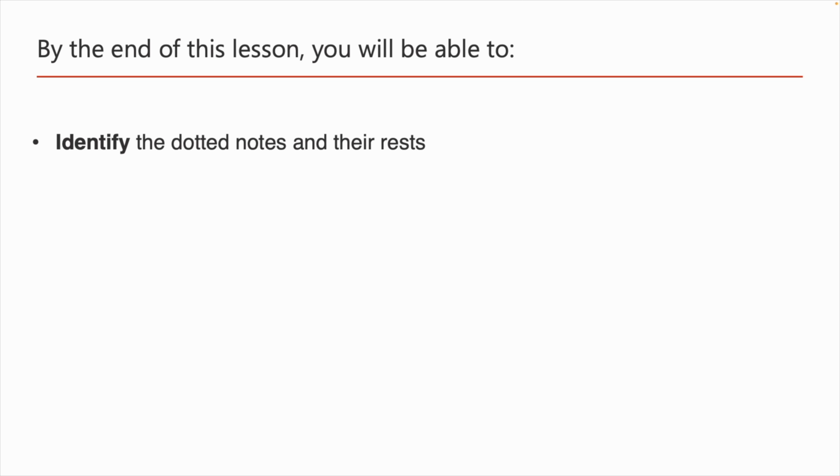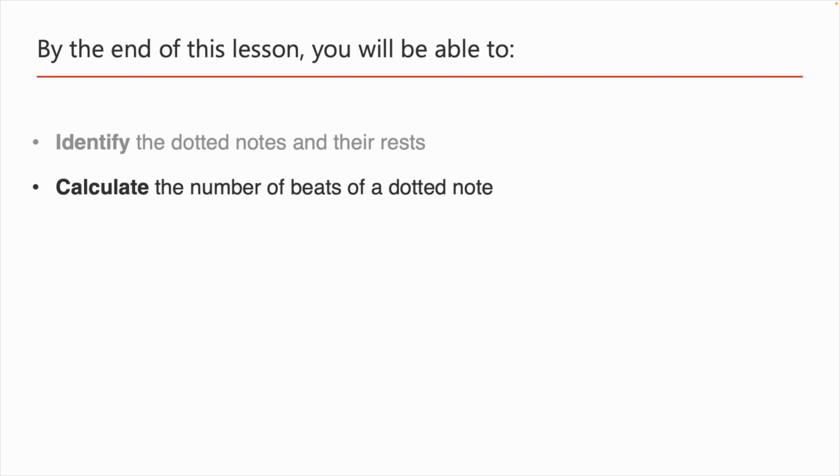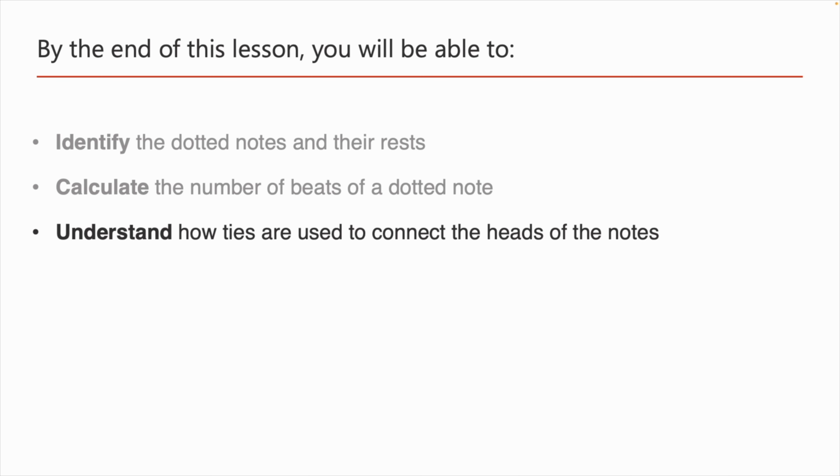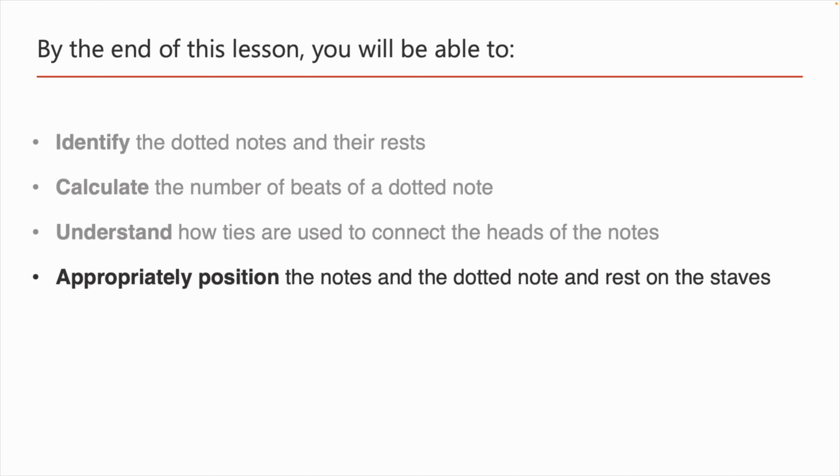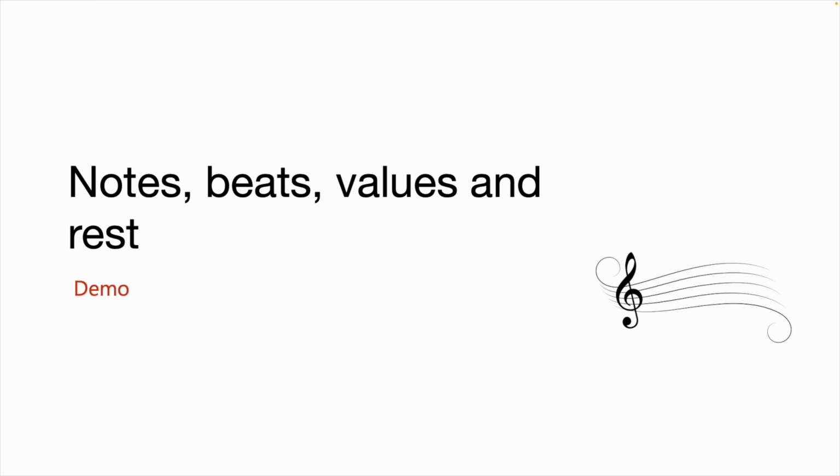By the end of this lesson, you will be able to identify the dotted notes and their rests. You will be able to calculate the number of beats of a dotted note, and you will be able to understand how ties are used to connect the heads of the notes and appropriately position the notes, dotted notes and rests on the stave. And so, without further ado, let's get to the demo and learn a few practical things on notes, beats, values, and rests. This time around, we're talking about dotted notes.